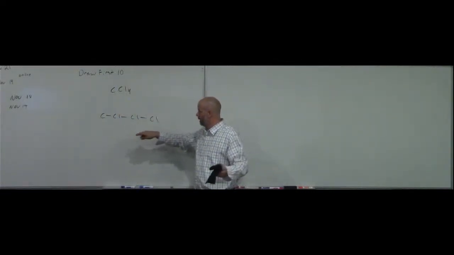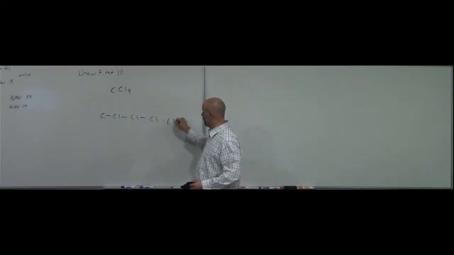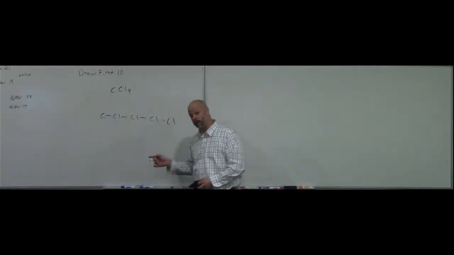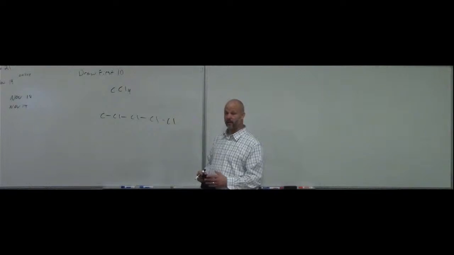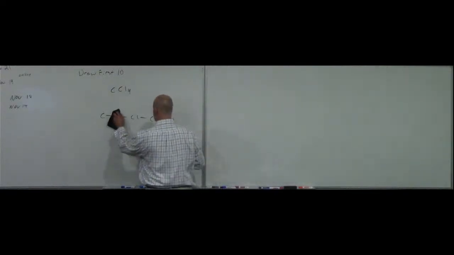Each chlorine, oh, actually I need another chlorine, don't I? Each chlorine wants to make 1 bond. How many bonds does carbon want to make? 4. So I'm going to have a central carbon atom with 4 chlorines attached to it, right? We're going to do this in 2D. We're going to put a carbon in the middle. How many electrons are on carbon? 4. So I go 1, 2, 3, 4.